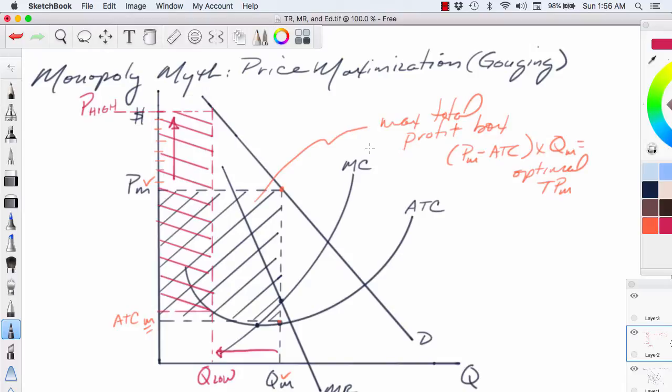The goal of the firm is not to maximize the price, but to maximize the profit. Now, if the firm were originally charging this price P high and producing at this level Q low, and recognized the fact, what would the firm actually do? Well, the firm would reduce its price, and in the process sell more and produce at Q max.